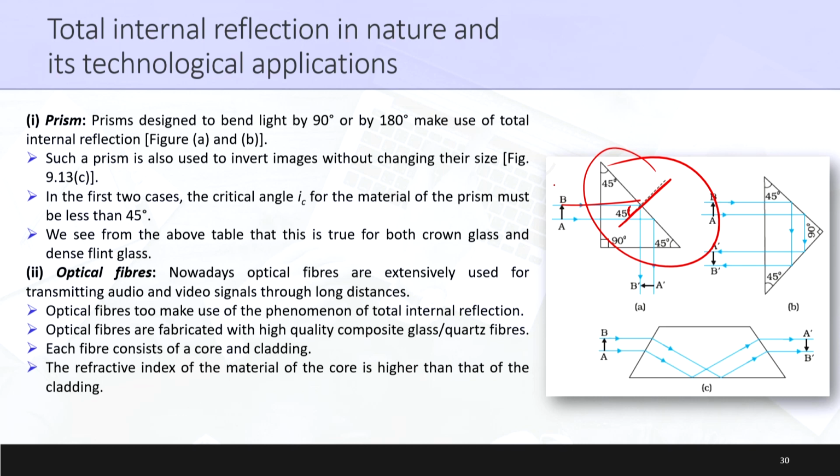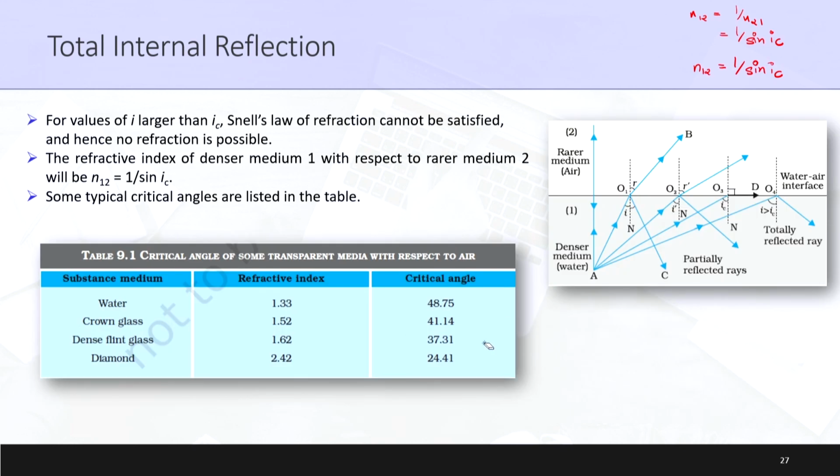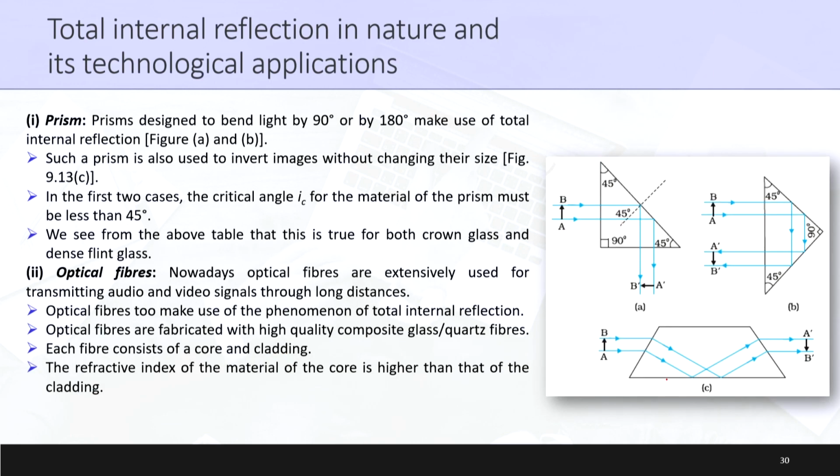Okay, so I also explained in the scenario, when I was talking about this portion here in the table, that as you can see, for these three glasses the critical angle is less than 45 degrees. Next, we see from the above table that it is true for both crown glass and dense flint glass. So, that was the table being explained.